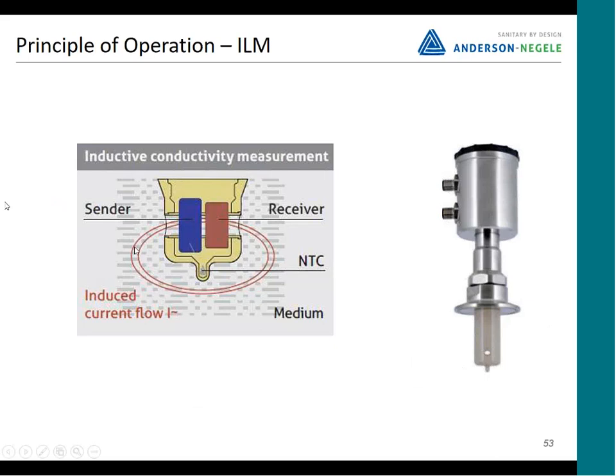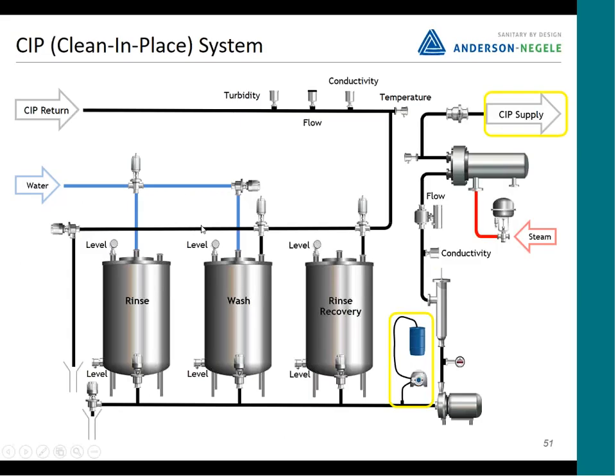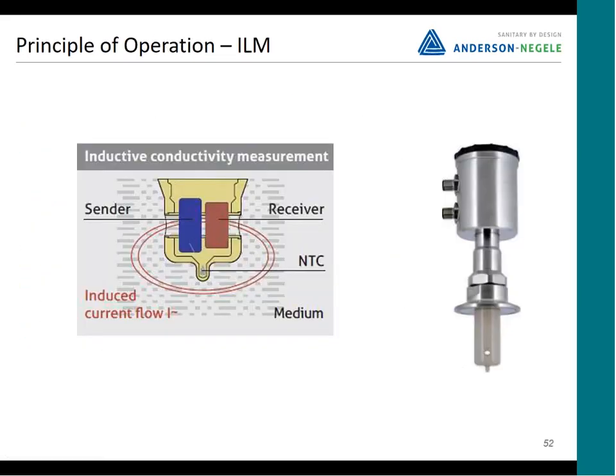Some of you may have seen this from us before. We've got a toroid, a wire-wound coil, that creates a magnetic field.